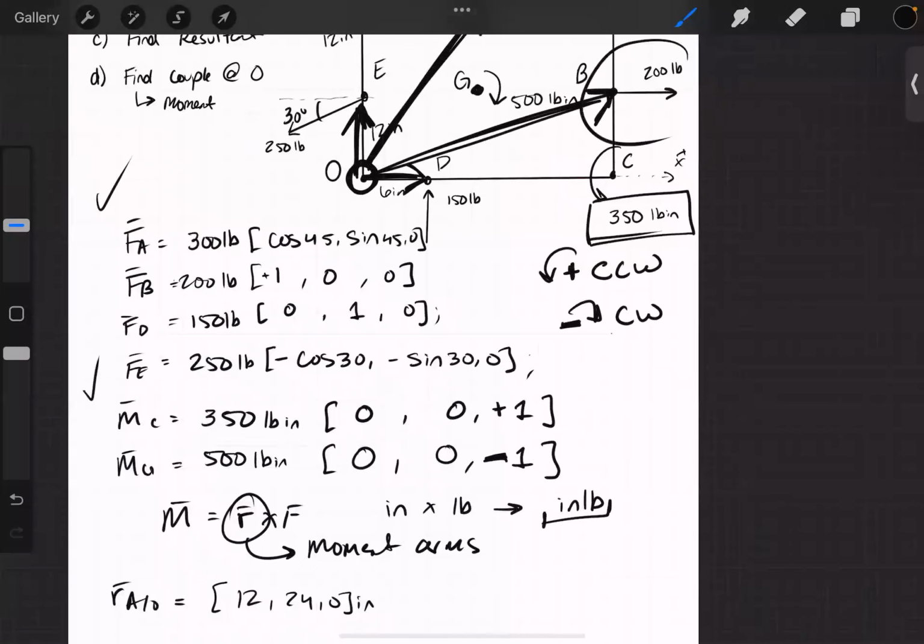That was A. For B, it is positive 24 all the way across the base. This isn't a perfect square, but it should be a perfect square. Then in the Y direction, it is just 12. Both of them are still positive. It's convenient when the point we're taking the moment about, point O, is at the bottom left, because our coordinate system is also set up at the origin. Therefore, all of our moment arms will be positive.